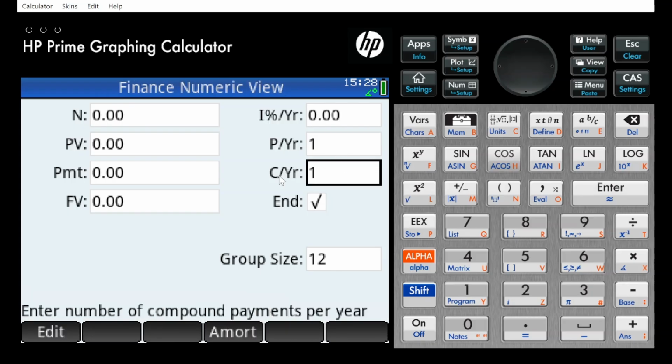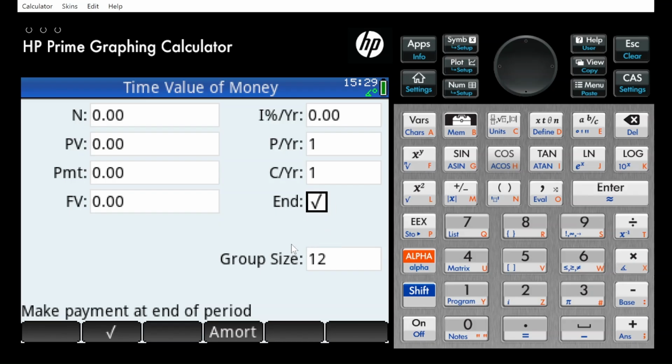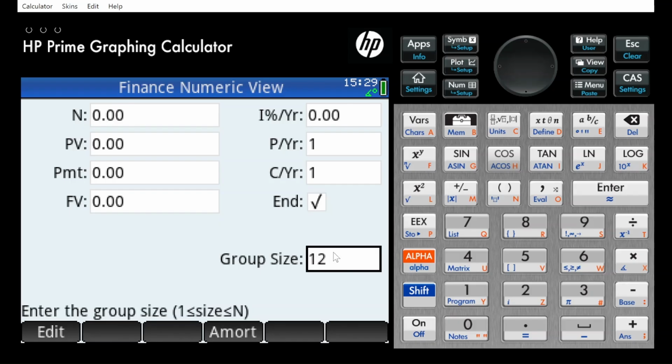And then for C/year, this is the compounding period per year. If it is compounded per year, then input 1. If it is compounded quarterly, then input 4. Compounded monthly, then input 12. The end here, just leave it as tick, and the group size, don't worry about it. It would change as you change the values on top.